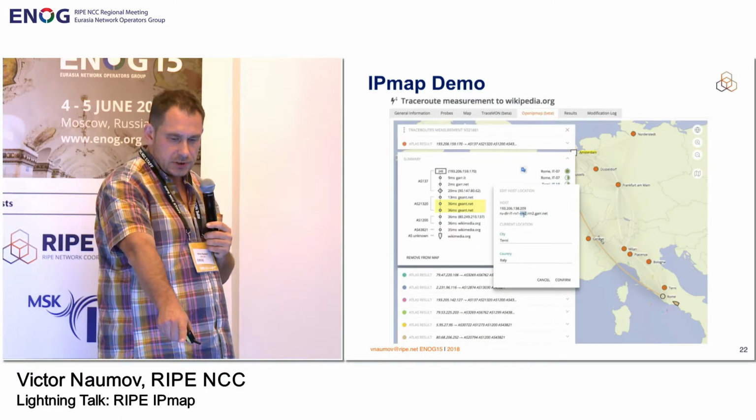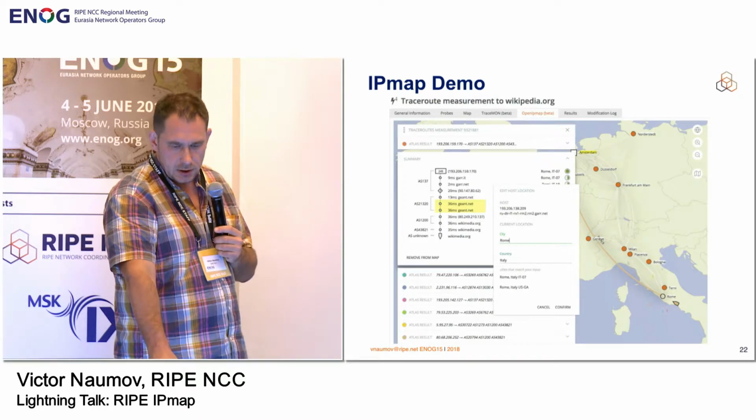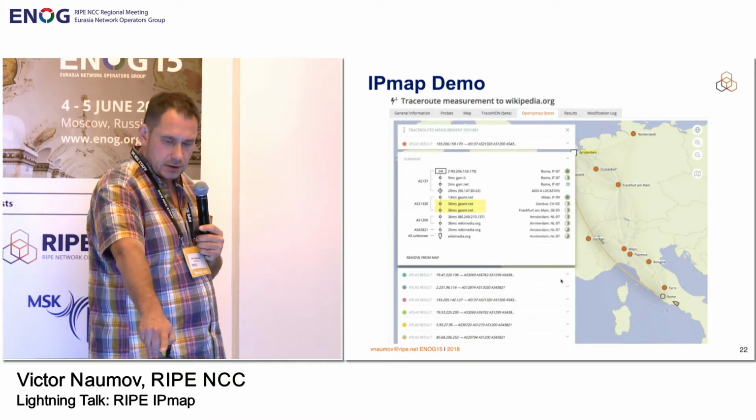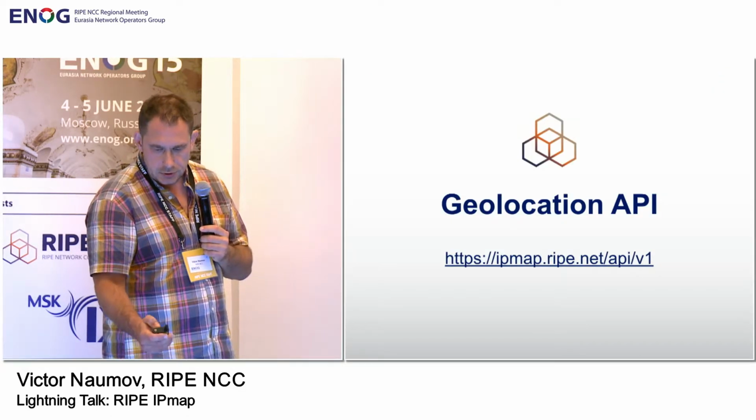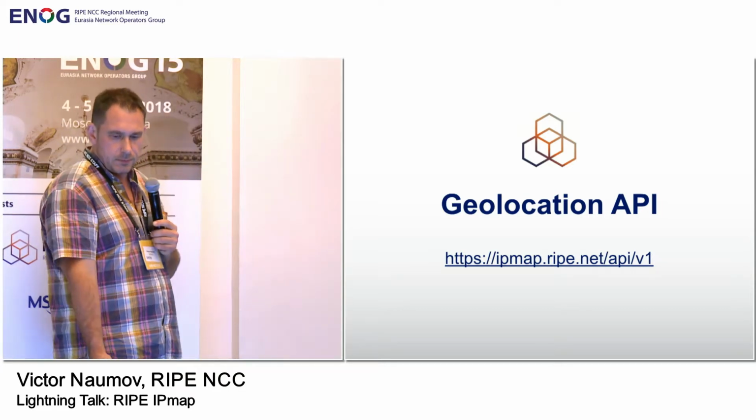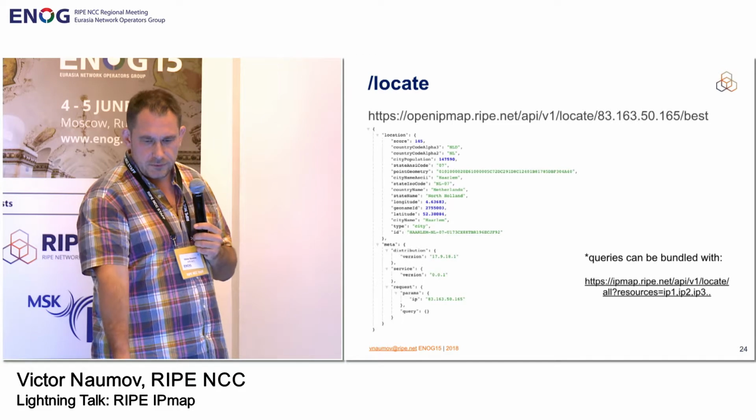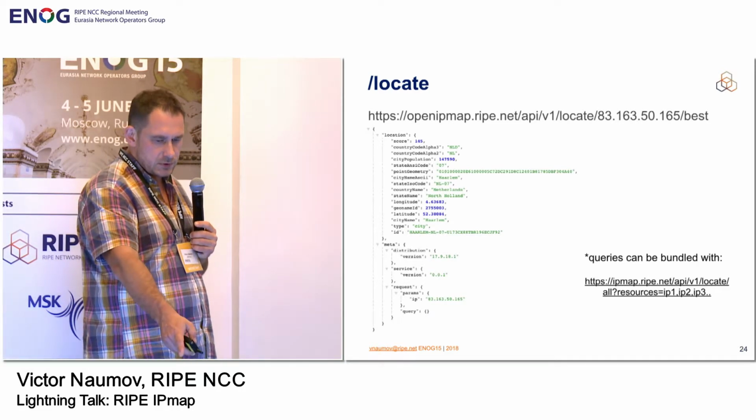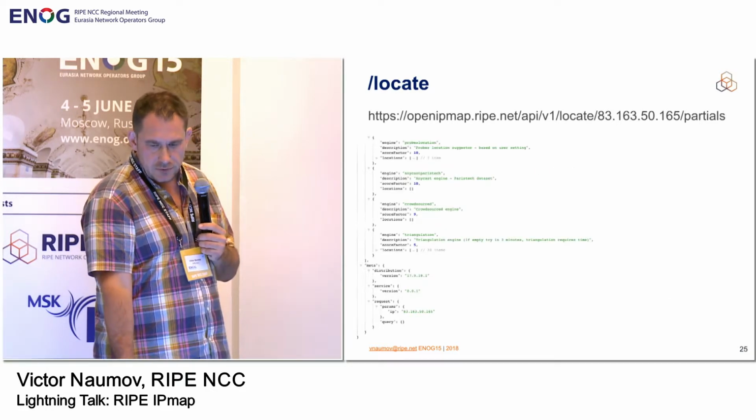So you can enter your own geolocation. You can correct it as well. For example, you correct it to Turin, Italy, and then the hop is moved to the right place. And the API is quite easy. You enter an IP address, and then you geolocate it, and then you get all the information that you know about it.